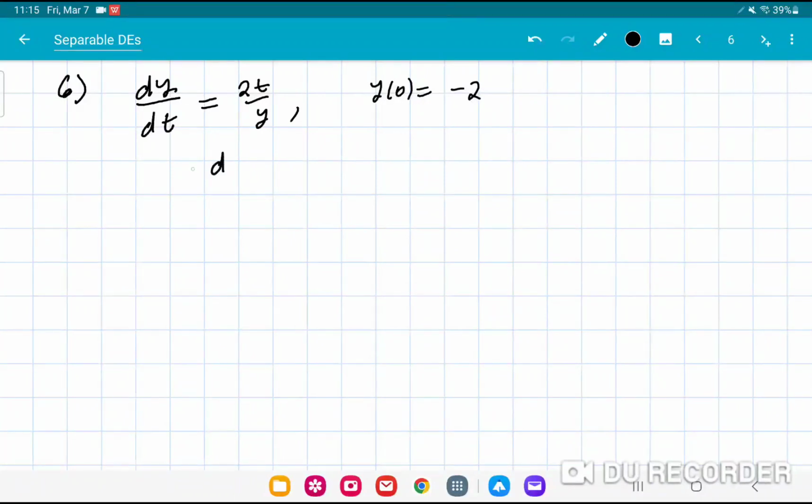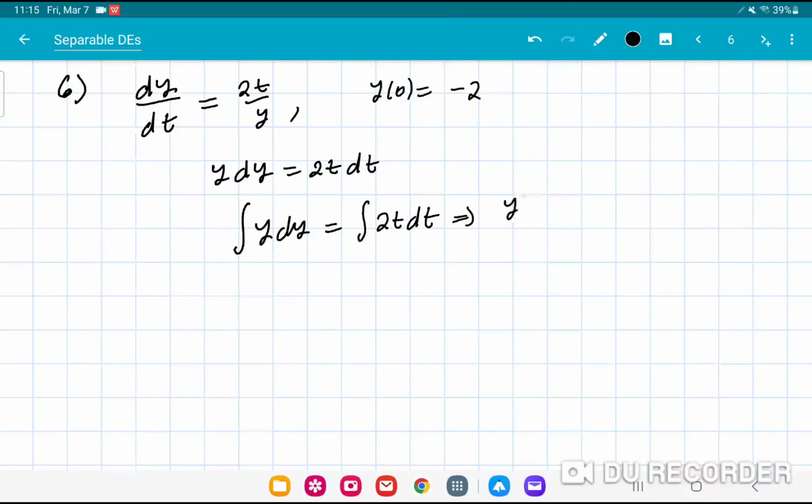Let's separate these. y dy equals 2t dt. Okay, I just moved y over and the differential dt over to the other side. Integrate y dy equals integral of 2t dt. This gives you y squared over 2 equals t squared plus c, let's call it c1. Multiply by 2. You get 2t squared plus another arbitrary constant.